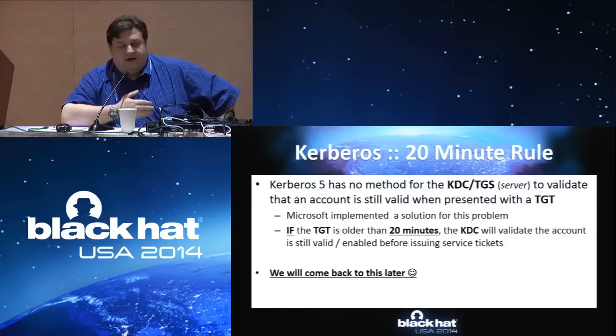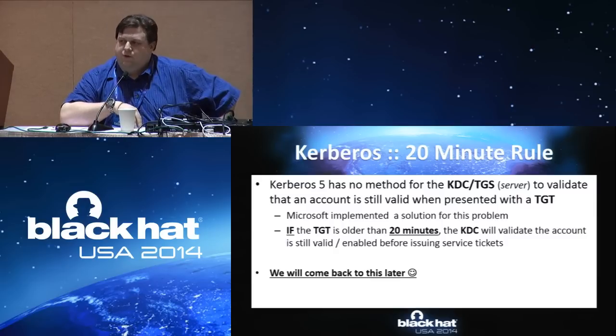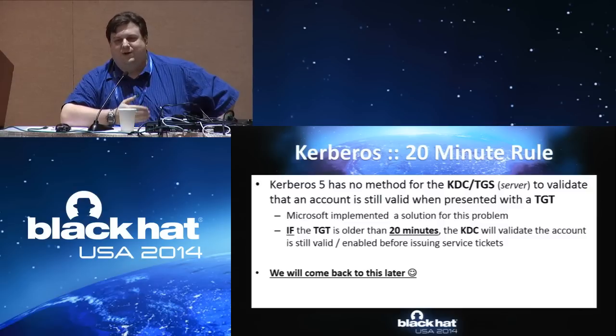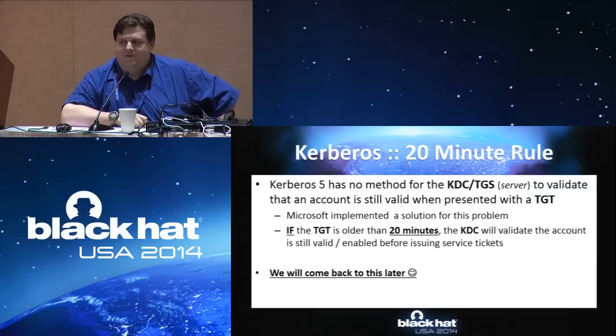So because we're presenting valid TGTs, Microsoft added a feature in the Microsoft version of Kerberos where if the ticket is older than 20 minutes, the TGS will go back and validate when issuing new service tickets whether or not the account is still valid for whatever reason. So that gives us a 20-minute window to do whatever we want. And because we can roll our own TGTs, we can always refresh the age of the TGT. We'll come back to that in a minute, although I think people can see where this is going.